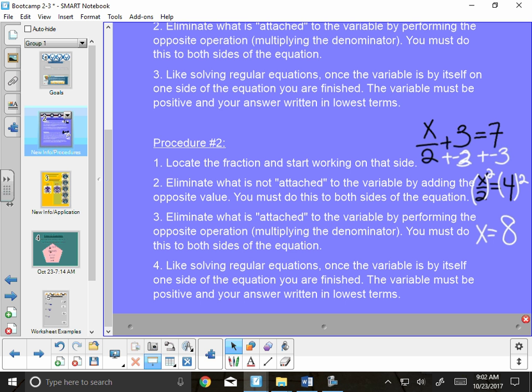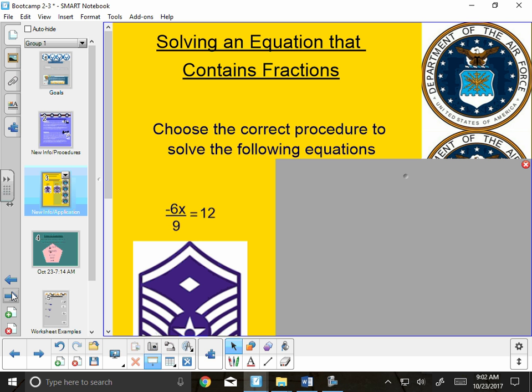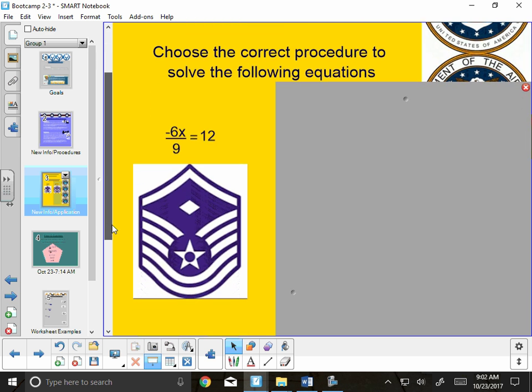Just like solving the regular equations, once the variable is by itself on one side of the equation, you are finished. Again, the variable must be positive and the answer written in lowest form. We're going to go through a couple examples. You always want to make sure when you're looking at the equation that you are given, you choose the correct procedure to follow.